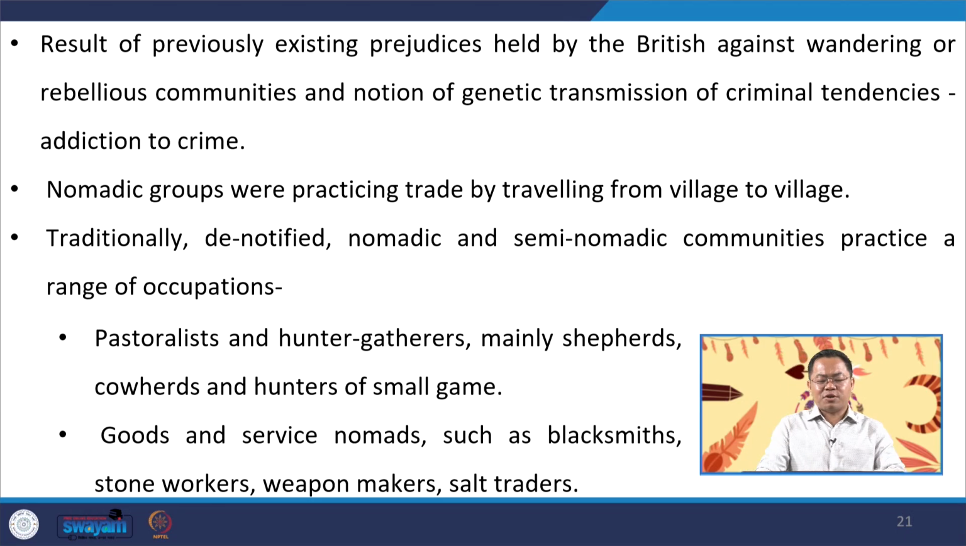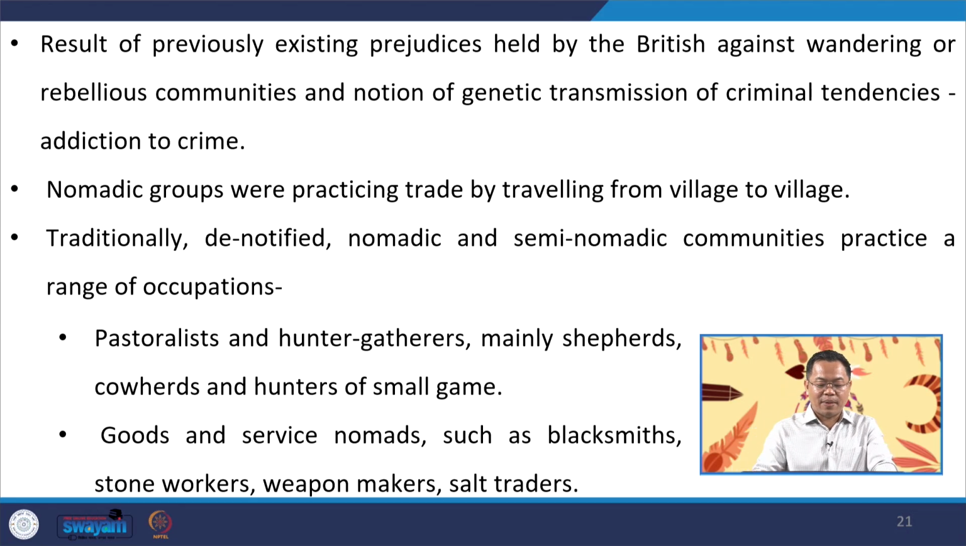So, these communities primarily are mostly semi-nomadic or nomadic communities, and these are communities who have these cultural systems of migrating from one place to the other because of their occupation, because of their way of life. So, nomadic groups were practicing trade by traveling from village to village. Traditionally, de-notified and nomadic and semi-nomadic communities practice a range of occupations.